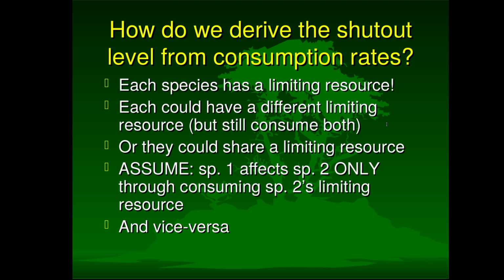So in deriving the shutout level from consumption rates, we assume that each species affects the other's fitness and therefore population dynamics only through the consumption of the other's limiting resource, which might be the same or different from its own limiting resource. And remember, the carrying capacity, potential or realized, of a species is reached when the entire supply of that species' limiting resource is consumed by either or both species together.